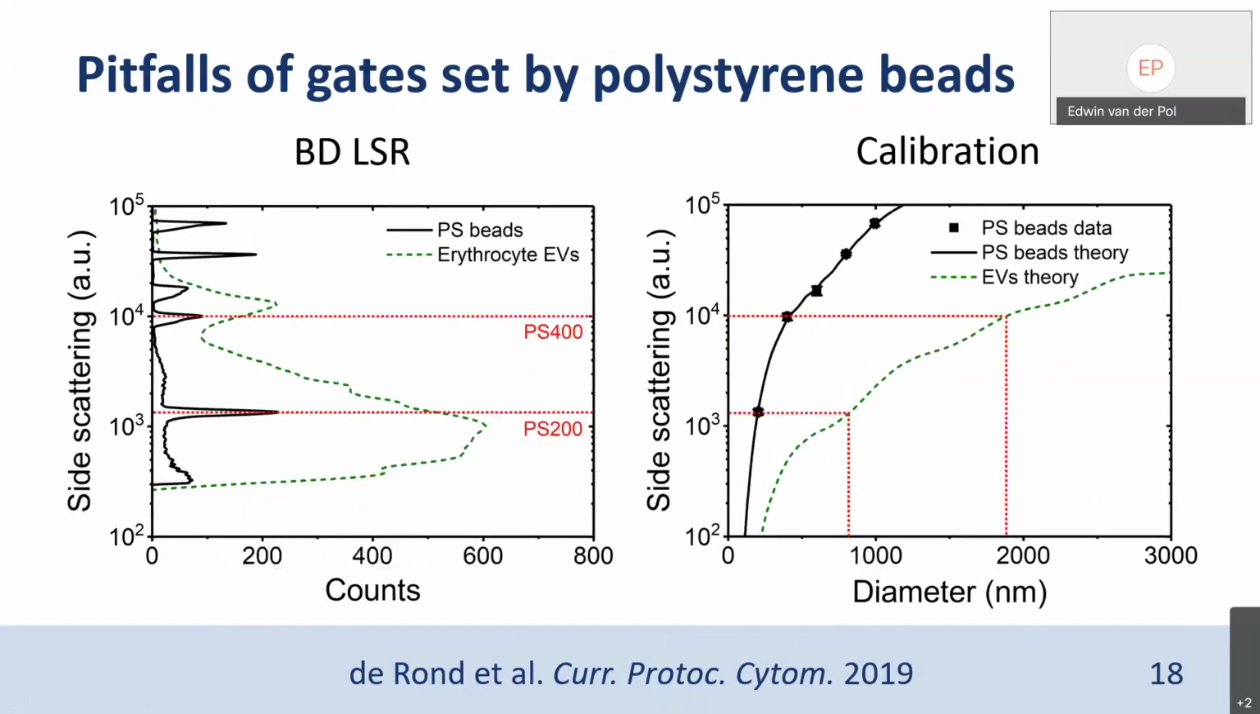Now, we do the same for the BD LSR. Calibrate with polystyrene beads and Mie theory, we extrapolate taking into account the refractive index of EVs, and we see that this BD LSR selects way different EV sizes using 200 and 400 nanometer polystyrene beads, namely 820 to 1830 nanometers.